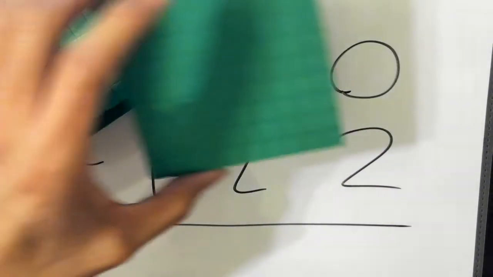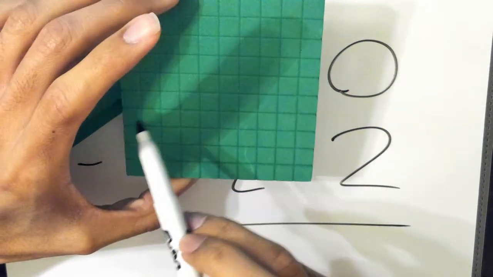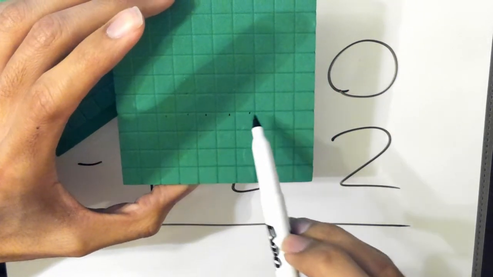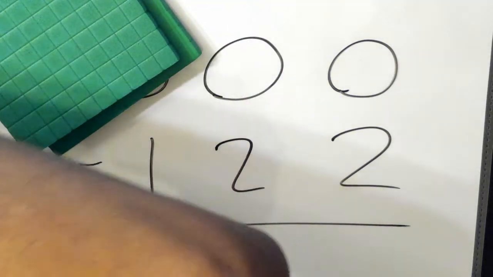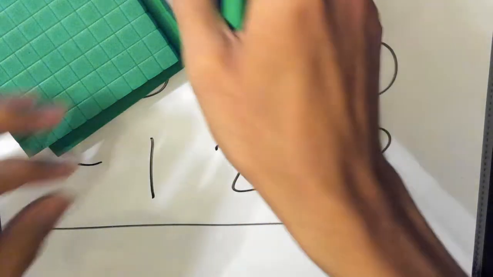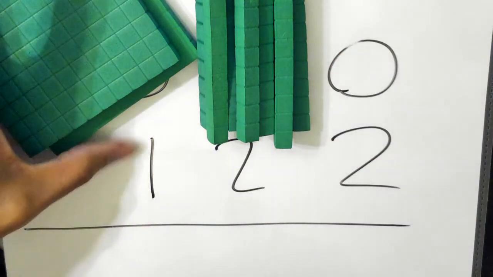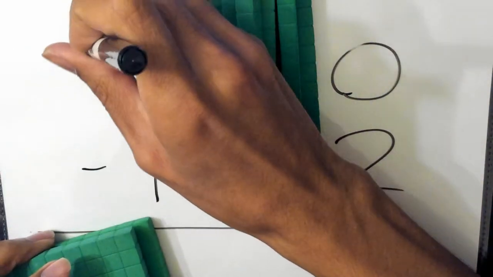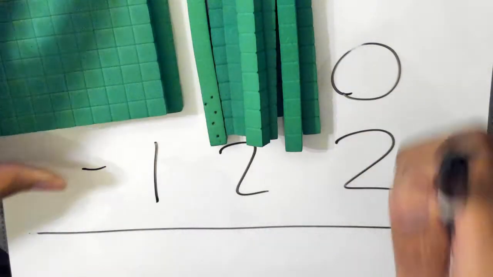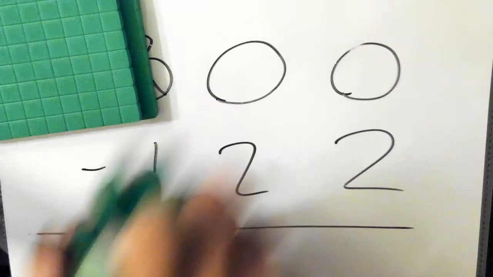If I borrow 100, 100 can't fit in the tens place, so I need to trade for 1, 2, 3, 4, 5, 6, 7, 8, 9, 10 tens. So here are my 10 tens, and now I need to fix the numbers underneath, because this says I have 3, but do I have 3 anymore? No, I have 2. And this says I have 0, but do I have 0 tens? No, I have 10 tens. So I'm going to write down 10.